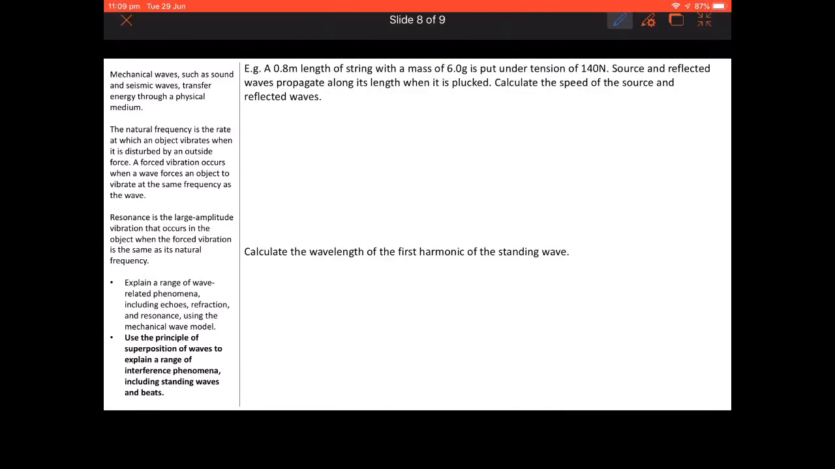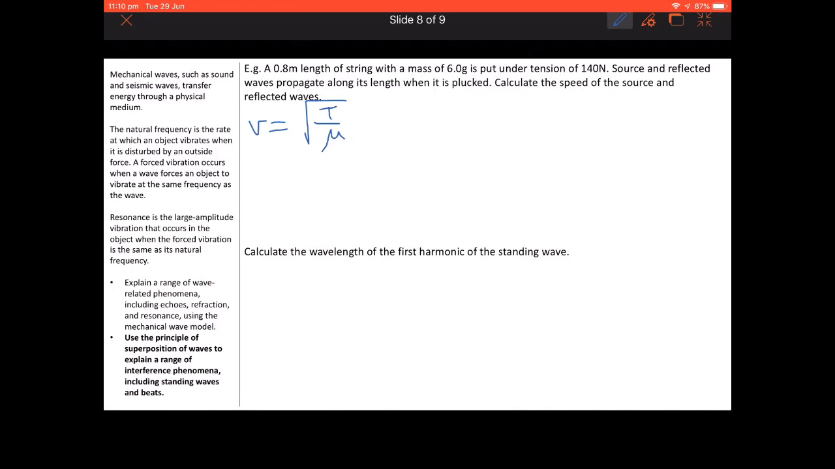So as a worked example, you've got an 8 metre length of string with a mass of 6 grams. It's put under a tension of 140 newtons. Source and reflected waves propagate along its length when it is plucked. Calculate the speed of the source and reflected waves. So to do this, our rule for wave speed is V equals the square root of tension divided by mu.